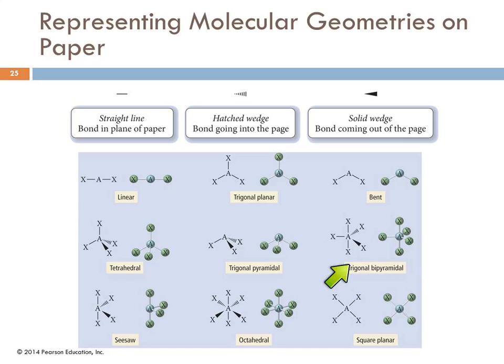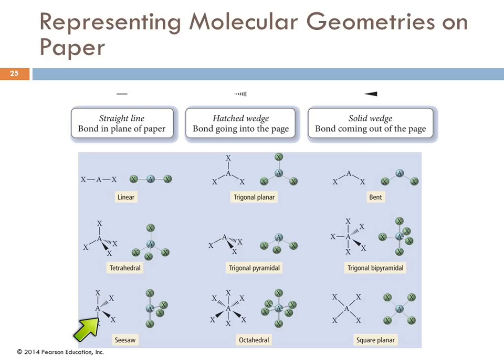Trigonal bipyramidal, so we're going to put the axial in the plane and one of the equatorial in the plane, and then one goes behind and one comes out in front. Now, could you draw it in a different orientation? Yeah, you certainly could. The way they're drawn here is to maximize the number of things that are in the plane and minimize the ones that are sticking out. It's just easier that way.